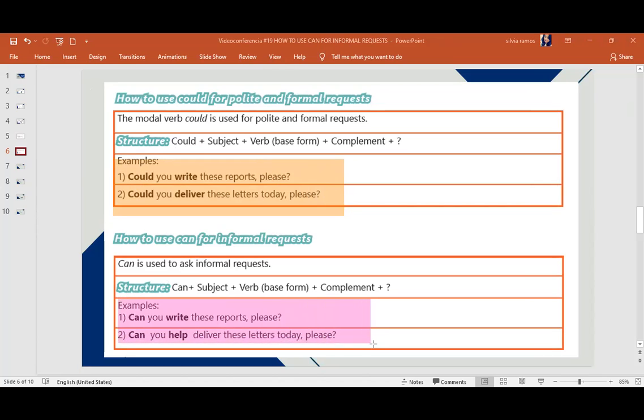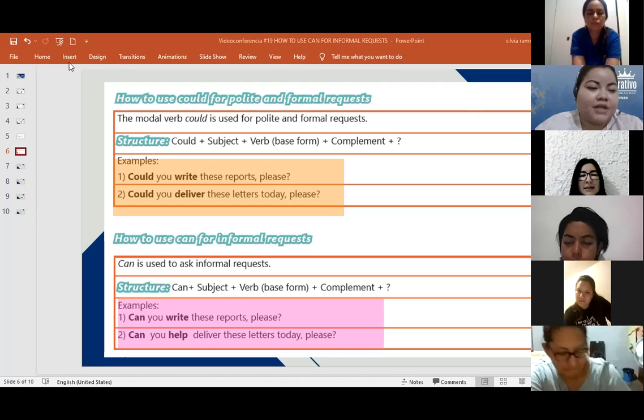Can you write these reports, please? Can you help deliver these letters today, please? Letters. Porque leather es cuero. Leather es cuero. Letters. Very okay.